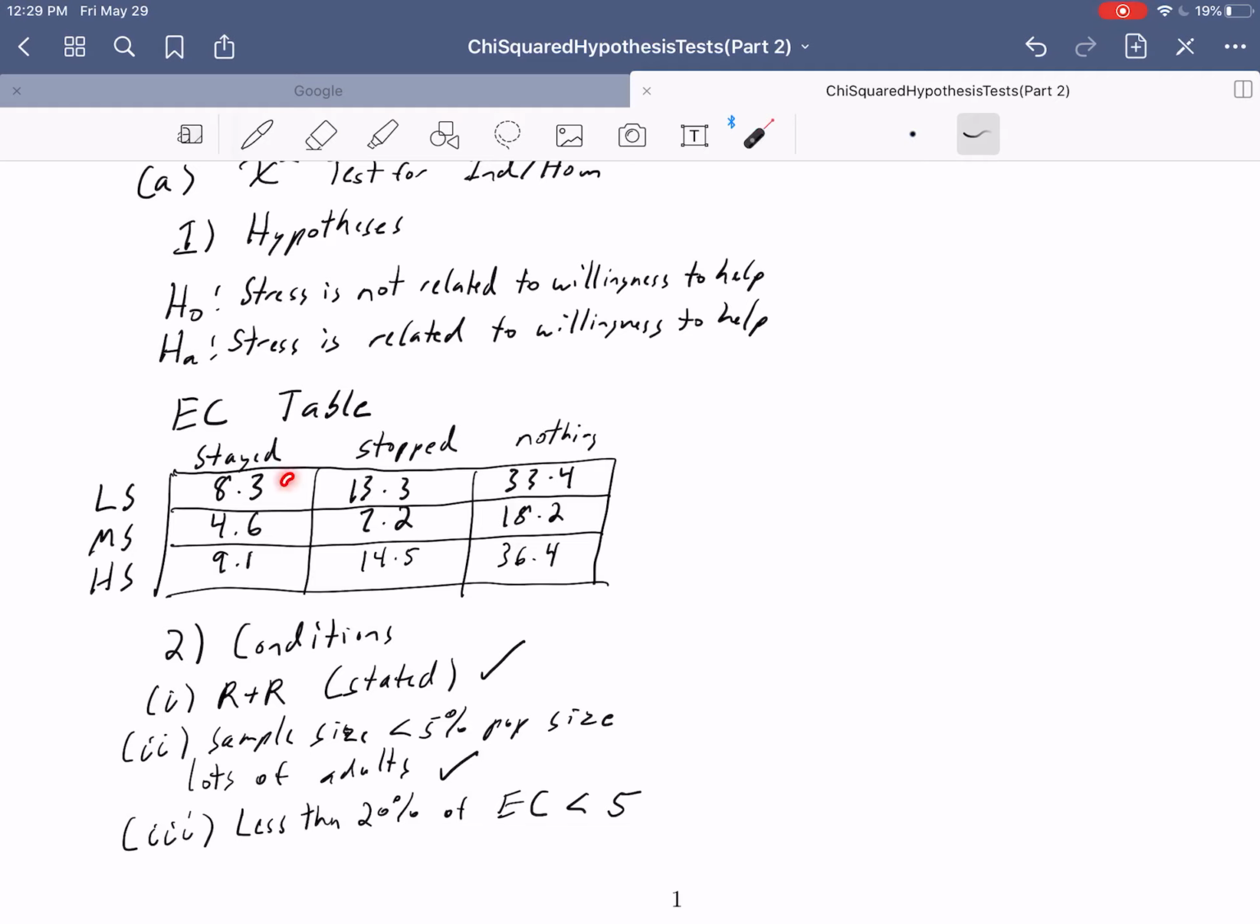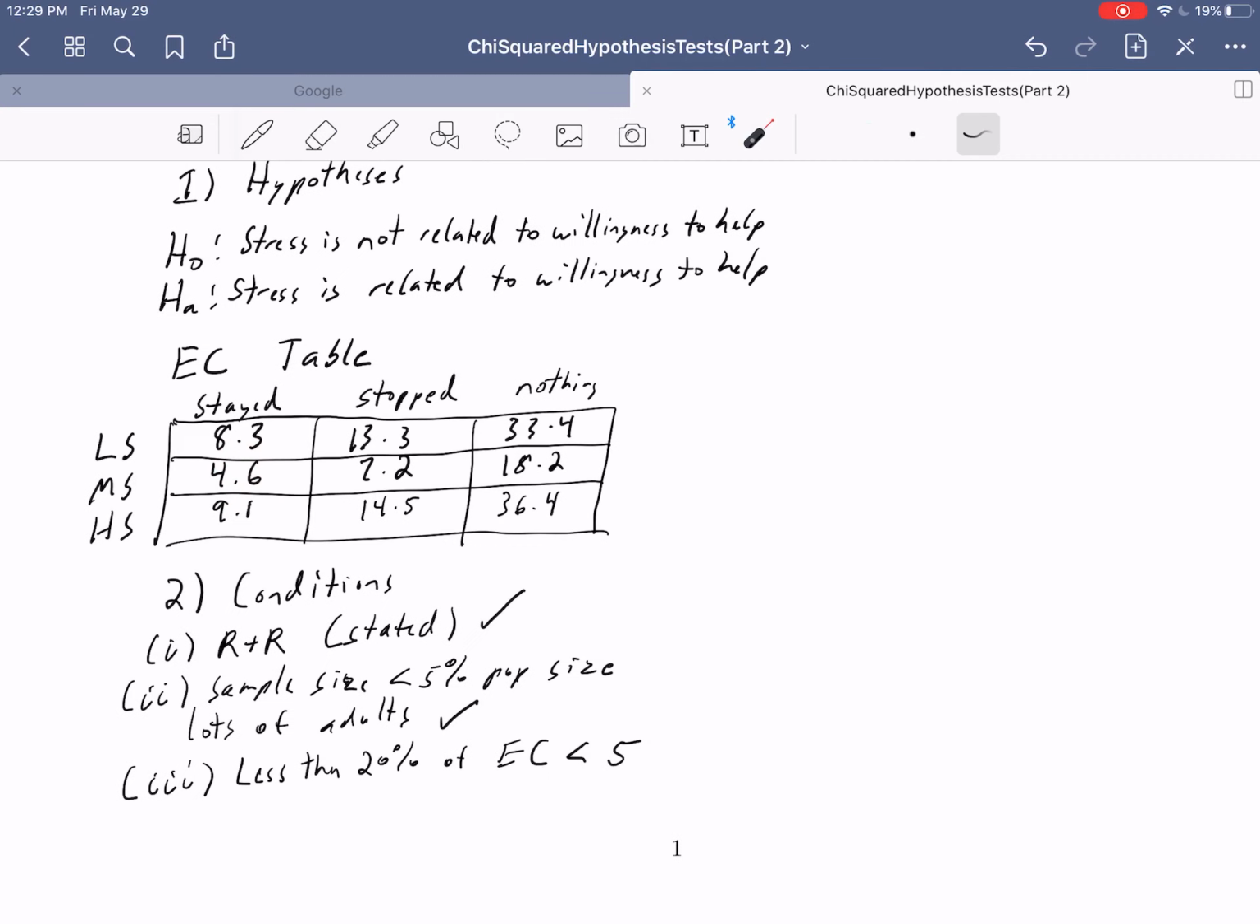So we built 1, 2, 3, 4, 5, 6, 7, 8, 9 expected counts. Only one of them was less than 5. The medium stress and stayed gave us a 4.6. So we had one expected count out of 9 expected counts less than 5. 1 divided by 9 gives us about 11.1%, which is less than 20%, so we are all good. So having one small expected count is totally okay in this situation because we built 9 different expected counts.